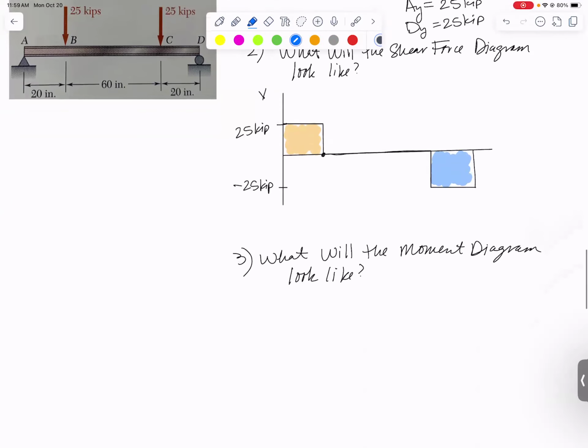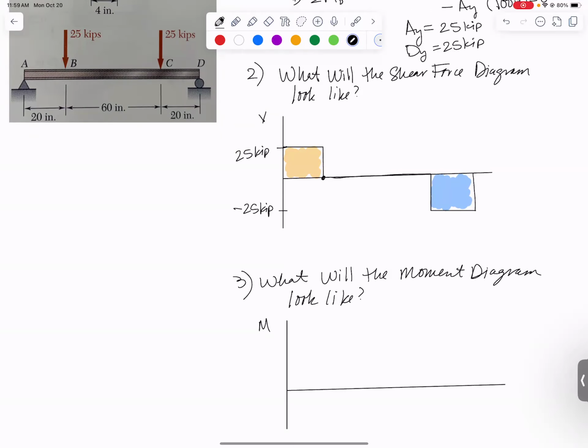What will the moment diagram look like? Remember, it was a symmetric beam, so it should end up being symmetric. We're going to start with a constant upward slope of 25 kips. Then we have no slope for most of the beam. Then we're going to have a downward slope of 25 kips. So that's what it's going to look like.